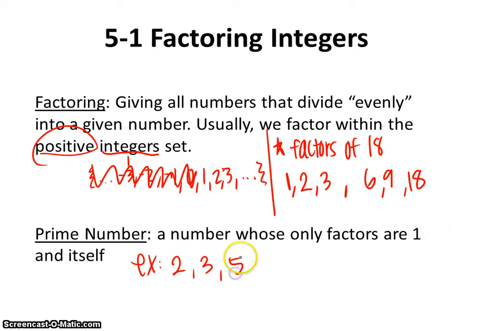3, 5, 7, not 9, can't think of only odd because 9 is 3 times 3. So you kind of go on from there. There's an infinite amount of prime numbers. Again, it has no other factors besides 1 and itself.